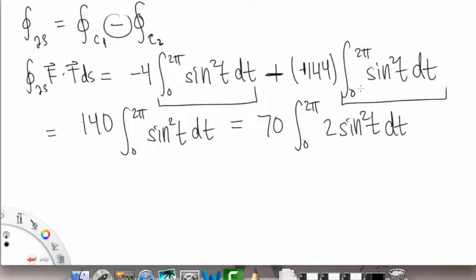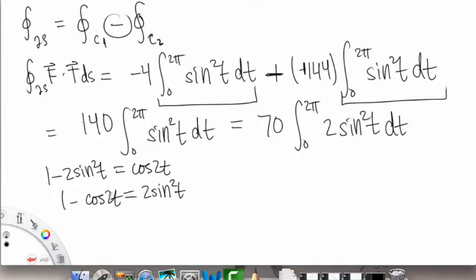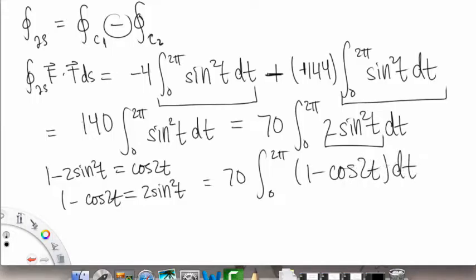So now we're going to use the double angle formula again. So we get that 1 minus 2 sine squared t is equal to cosine 2t. Alright, so then to get 2 sine squared t, we just have to subtract the cosine 2t. Okay, so now we can just substitute that in for this spot here. So that would equal 70 times the integral from 0 to 2 pi of 1 minus cosine 2t dt.